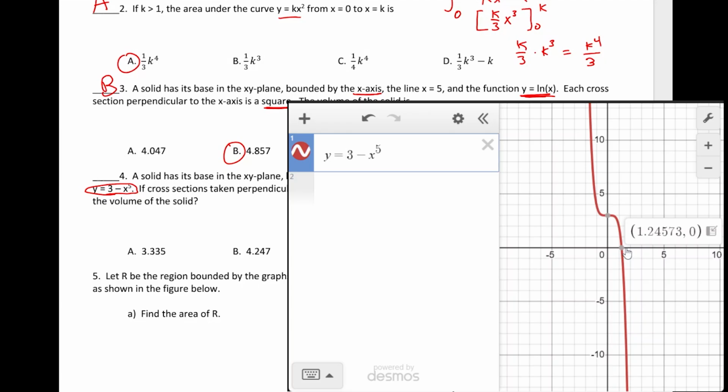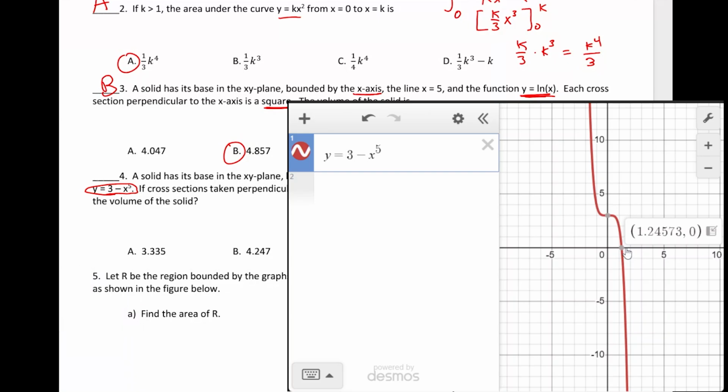And each cross-section is a semicircle, so each cross-section is going to have this as the diameter, with a little semicircle coming either in or out of the page, doesn't matter, but it's going in that third dimension. And the radius from the center to the edge is going to be half of the distance between 0 and 3 minus x to the fifth. In other words, this radius is 1/2 of 3 minus x to the 5th, from here to here.